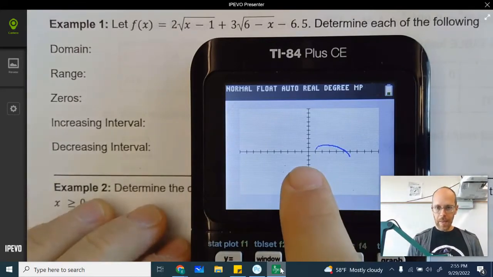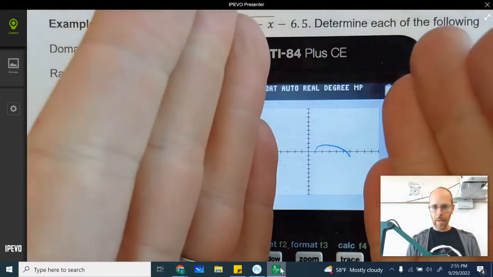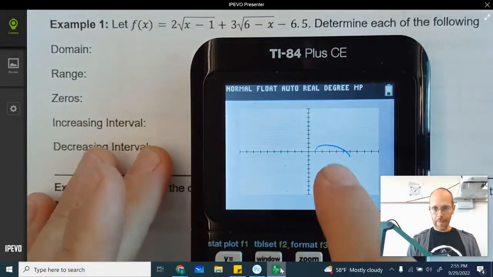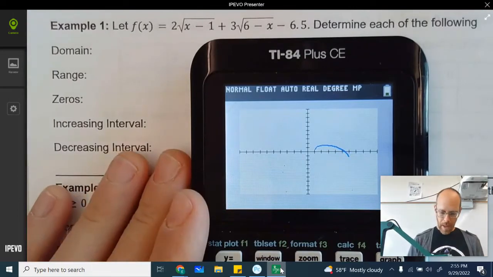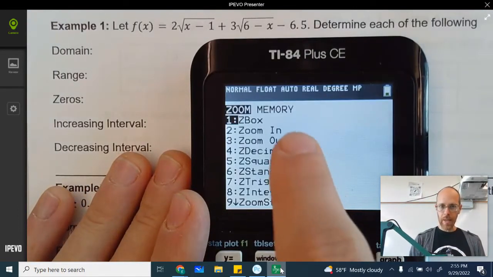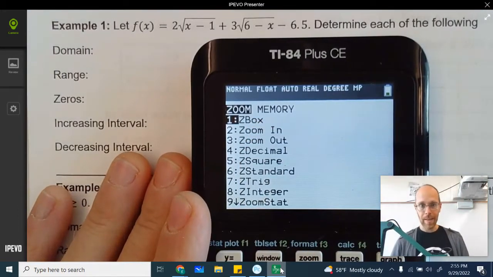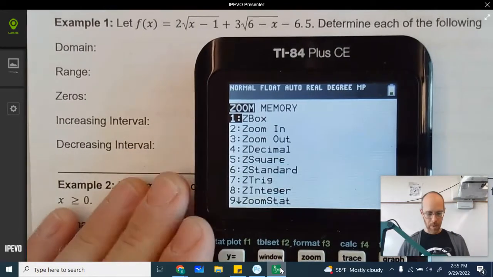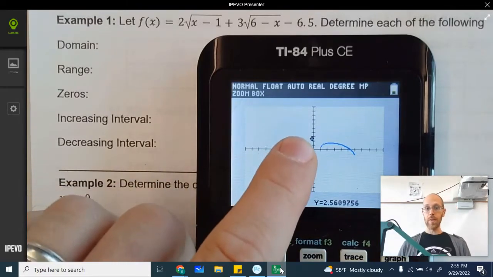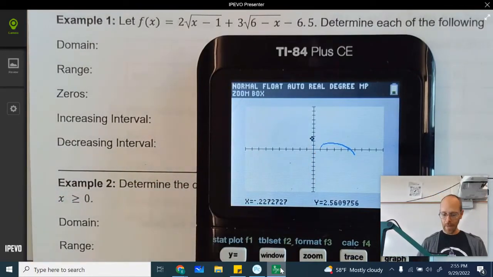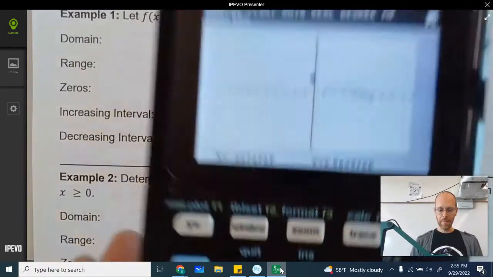Okay. And we can see that there's a little chunk of the graph and it's restricted. We'd like to get a better idea of what's going on here. So a couple options for zooming. I'm going to go with the Z box, which I think you saw in the last lesson, but if you haven't, I'm going to go over it. Hit zoom box, and then let's suppose that I want the window to start with this as the upper left-hand corner right there. I'm going to hit the enter button. Enter right here.